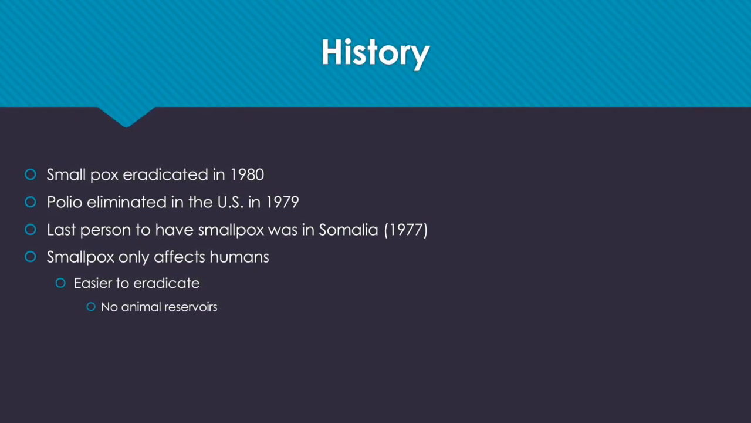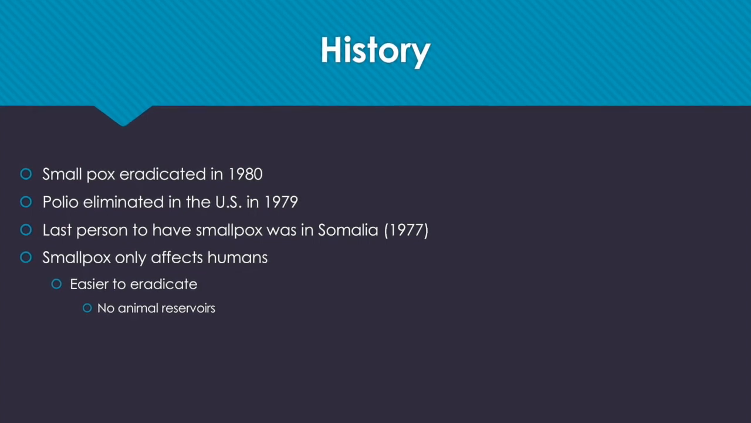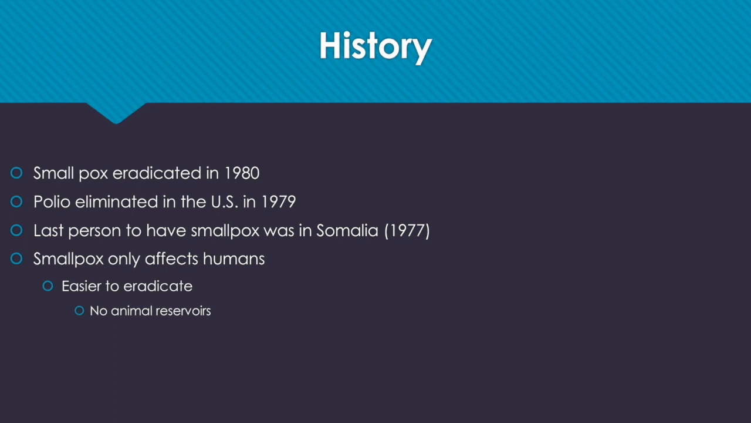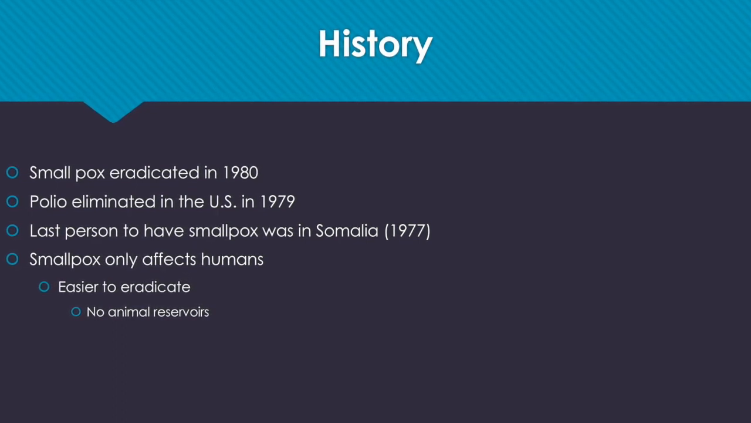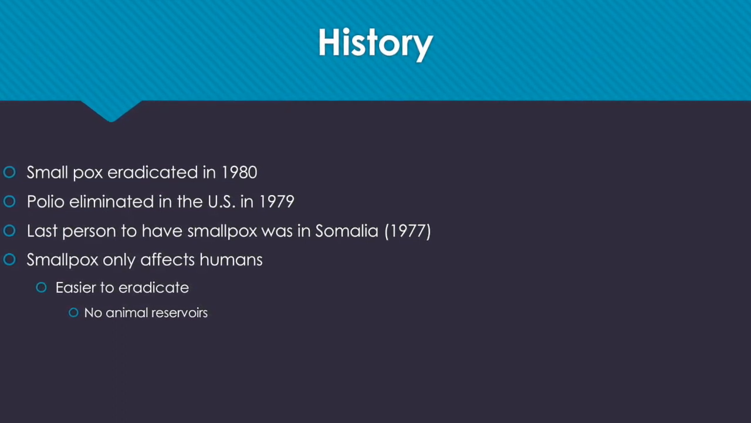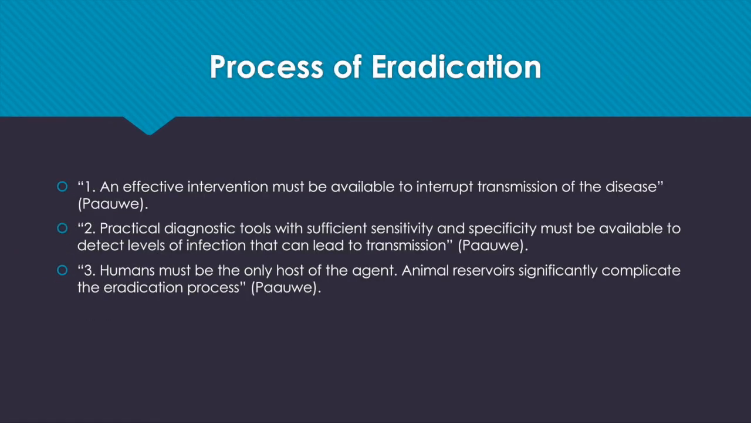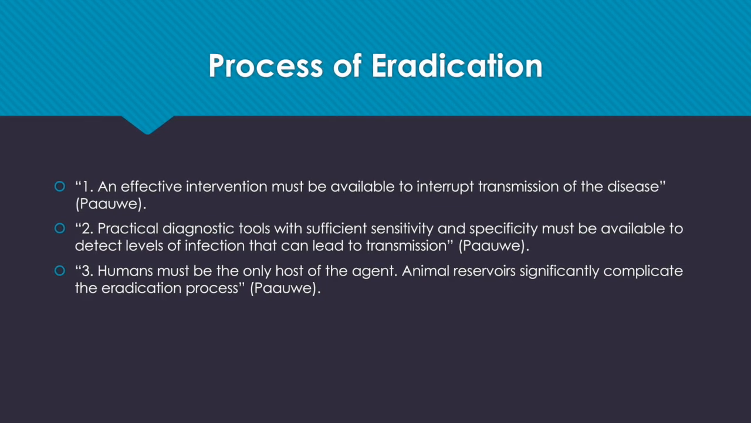Smallpox only affects humans because there is no animal reservoir, meaning that only humans can contract smallpox. If there was an animal reservoir, that means animals could contract the disease as well, and it would make it harder to eradicate. The process of eradication of diseases has multiple steps.